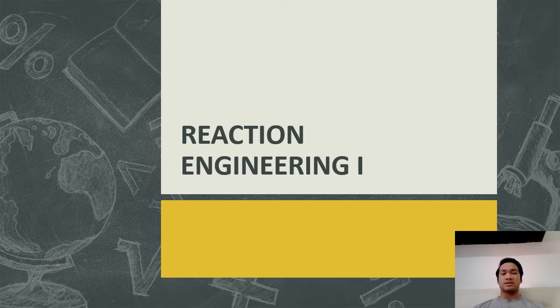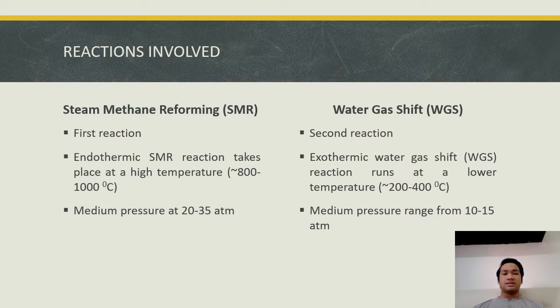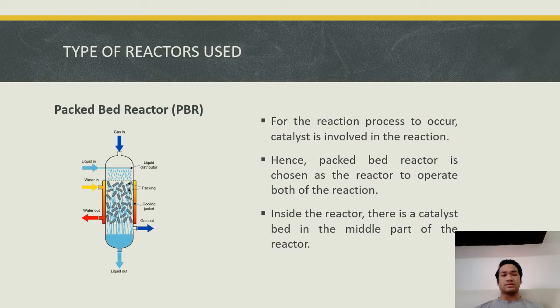Moving on to reaction engineering 1, the reactions involved consist of 2 reactions, which are steam methane reforming and water gas shift reaction. SMR is the first reaction, while WGS is the second reaction. The temperature for SMR ranges from 800 to 1000, while the temperature for WGS is from 200 to 400. The pressure for SMR ranges from 20 to 35 atm, while the pressure for WGS is from 10 to 15 atm. Next is the type of reactors used.